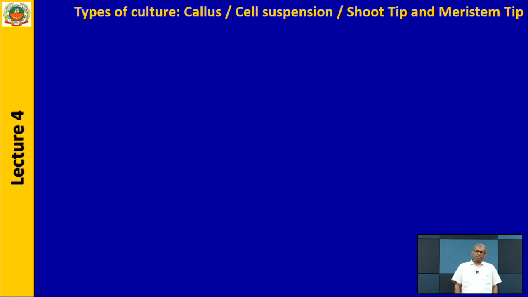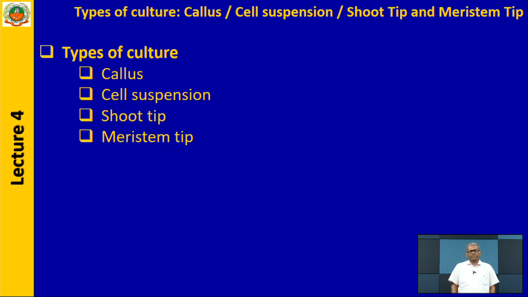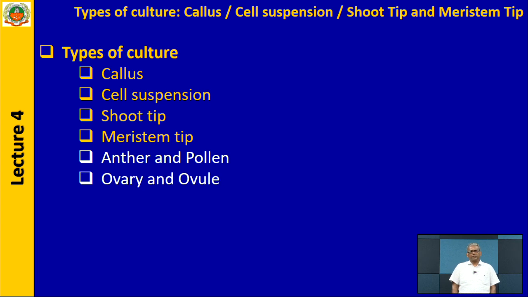So, in a typical tissue culture laboratory, different types of cultures are encountered that include callus culture, cell suspension culture, shoot tip culture, meristem tip culture, anther culture, pollen culture, ovary culture or ovule culture, as well as embryo culture.